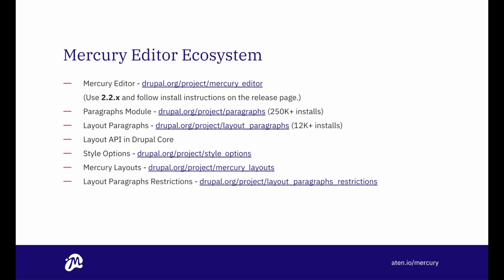Obviously, this is functionality that a lot of folks are interested in, and a lot of different folks have contributed to in various ways. Layout Paragraphs Restrictions is the module that we've been maintaining that provides a really easy system for managing what components can be added to what sections and regions. So what paragraph types can be inserted in what sections and regions. I'll show how that works so folks can make use of that.